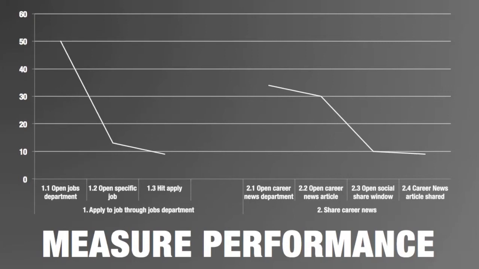Or for sharing career news, which is related to encouraging people to go into the careers of science, there are actually four steps: open the news department for careers, open a career news article, open the social share window, and then actually succeed in sharing that item. As you see the graph move from event to completion, there is a certain amount of fall off, and we want to measure our performance as we achieve these key mobile behaviors.